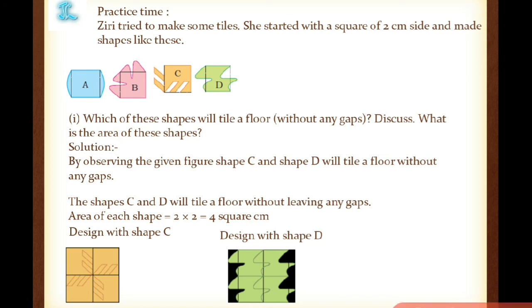Ziri tried to make some tiles. She started with square of 2 centimeters side and made shapes like this. Okay, shapes she made like this. She has taken 2 centimeters square and she has made shapes like this. Which of these shapes will tile a floor?